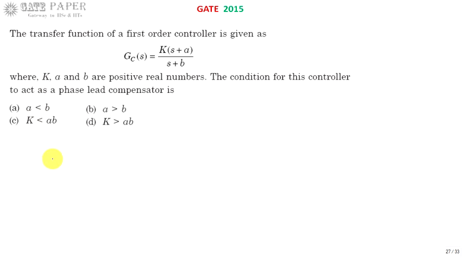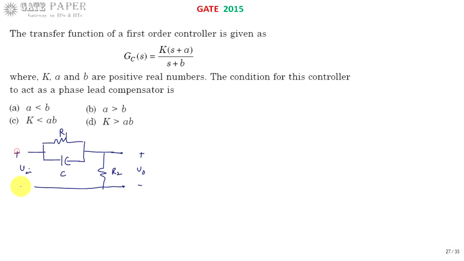Okay, so if you observe the phase lead compensator, the RC realization of the phase lead compensator looks like this. There is a parallel combination of R and C in the feed forward, and across the output side there is one more resistor, which is R2. This is R1 and it is C. So this is the input of the controller and the output of the controller. So this is the phase lead compensator.